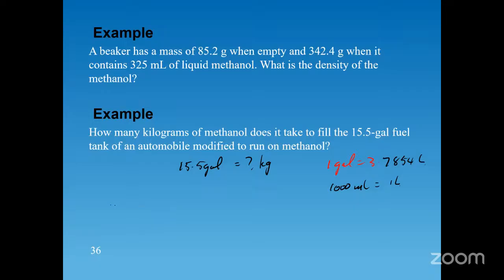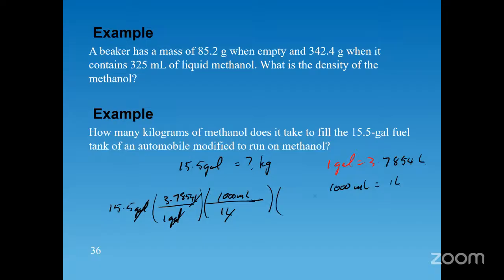So basically, I'm going to take the 15.5 gallons, multiply it by, down here, I'm going to put 1 gallon, and up here, I'm going to put 3.7854 liters. And then the next conversion factor is going from liters to milliliters, right? So 1 liter down here, 1,000 milliliters above, right? So the gallons will cancel out, the liters will cancel out.